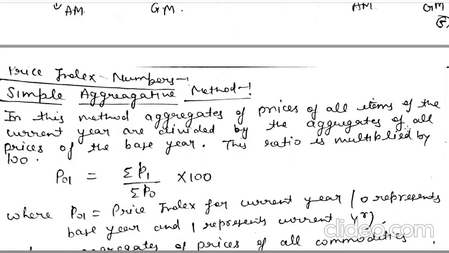Now price index number. First, the simple aggregate method. In this method, the aggregate of prices of all items of the current year is divided by the aggregate of all prices of the base year. That means current year item prices and base year item prices are divided.